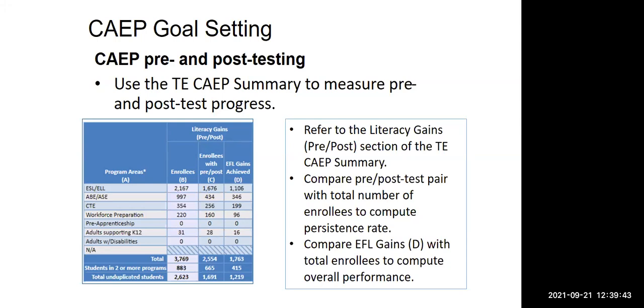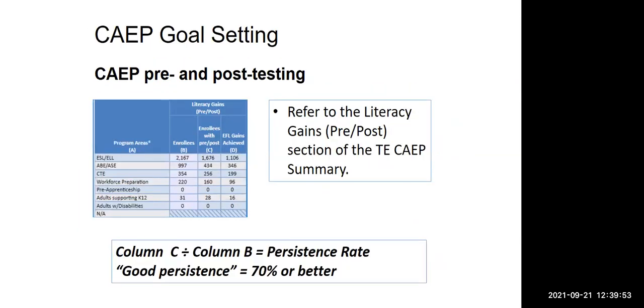That would be persistence. That would be one way of doing goal setting. Or we can look at the number who make an actual gain. That would be a way to look at performance. So again, we're looking at that literacy gain. So to get the persistence rate, we're simply doing that column C divided by column B. So we can simply do that to get persistence.